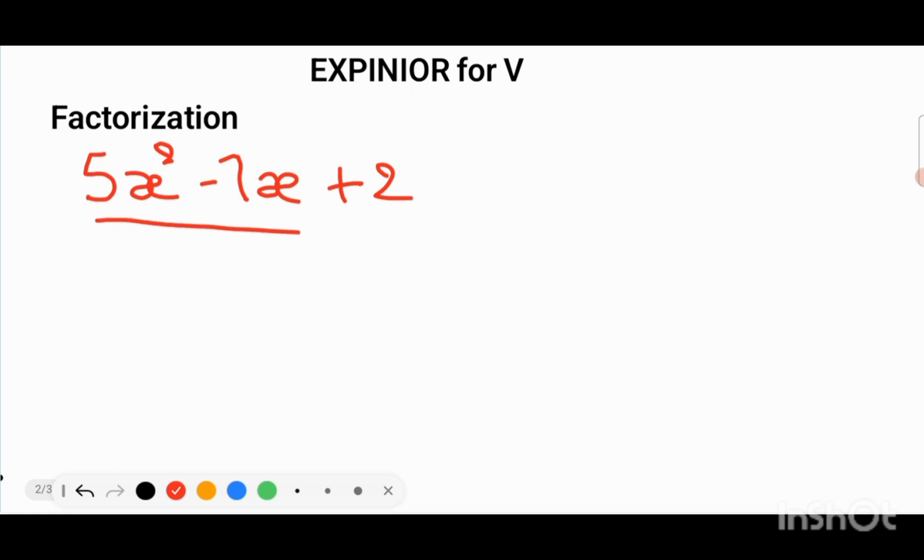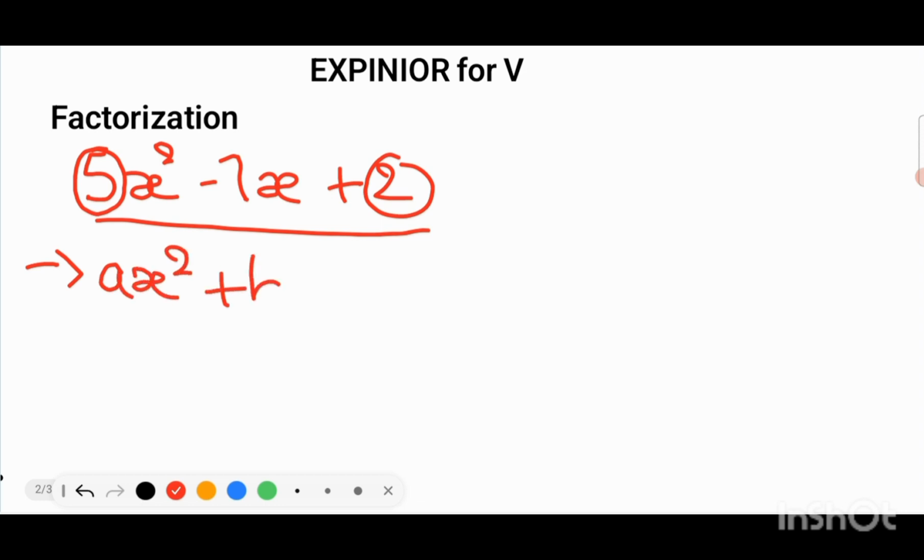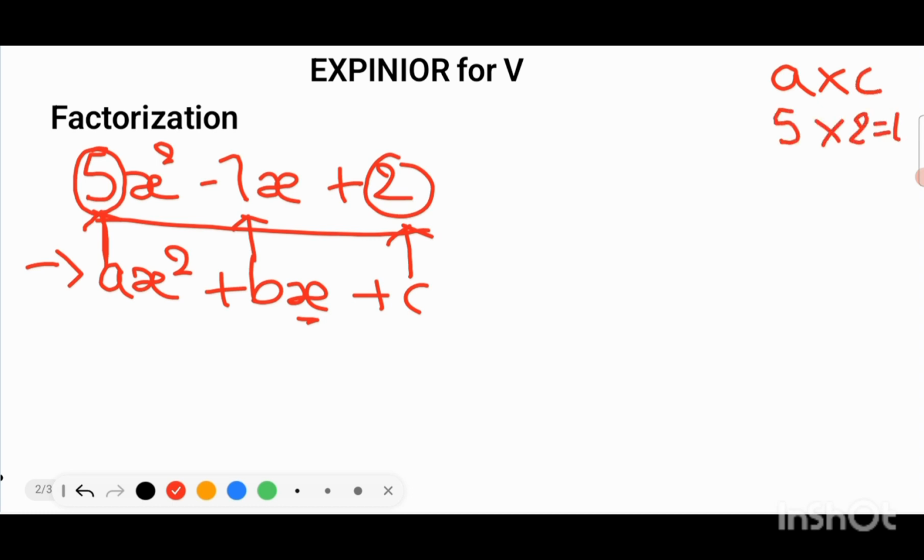Then we have nearly 4 steps to solve this. The first step is to multiply these two terms, first and last. To make you understand better, quadratic equations will be in the form of ax square plus bx plus c. This is a quadratic equation, right? This is a, this is b, this is c. Quadratic equations are always in this form. Here x square, and here x. Got it? So here 5 is known as a and 2 is known as c. So we will multiply a into c first. That means 5 into 2, which is equal to 10.